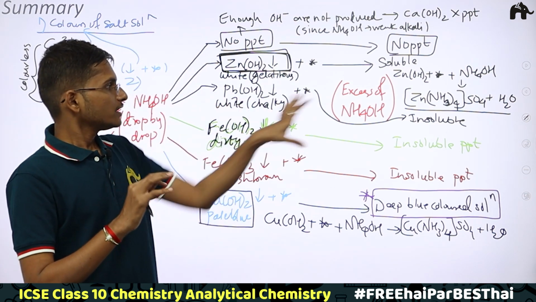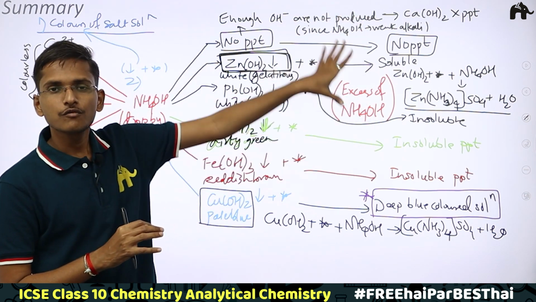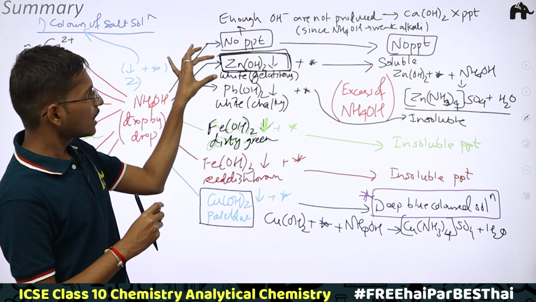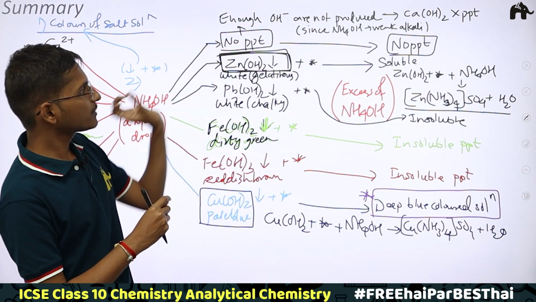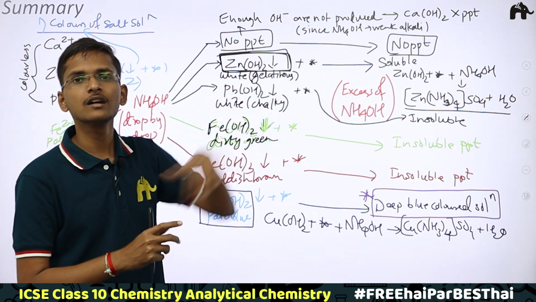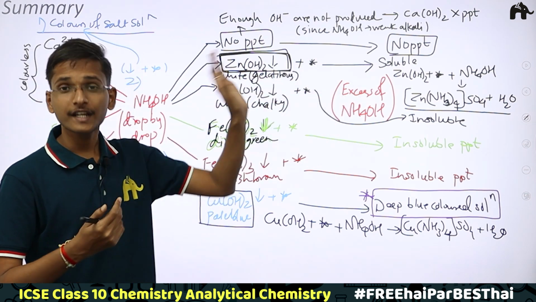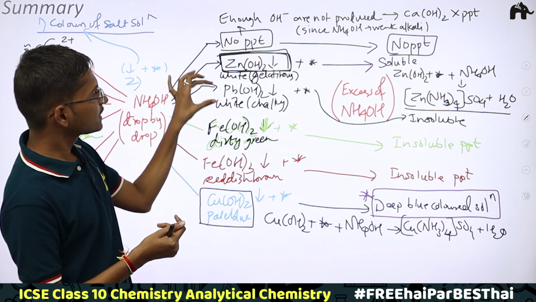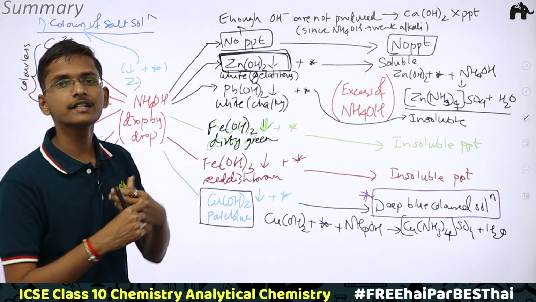So in the case of excess of NH4OH, what you have to remember is the zinc hydroxide precipitate and the copper hydroxide precipitate. These two precipitates are the only ones getting soluble. Okay, in case of NaOH, zinc hydroxide precipitate and lead hydroxide precipitate were getting soluble.